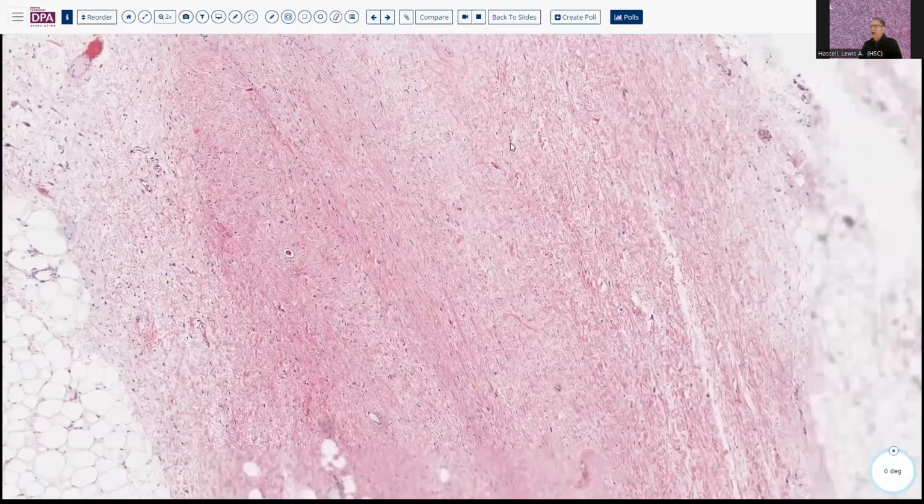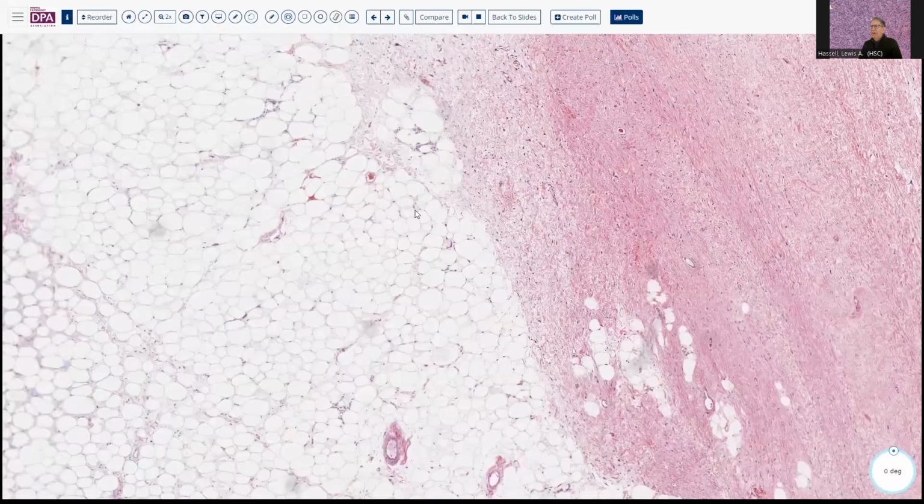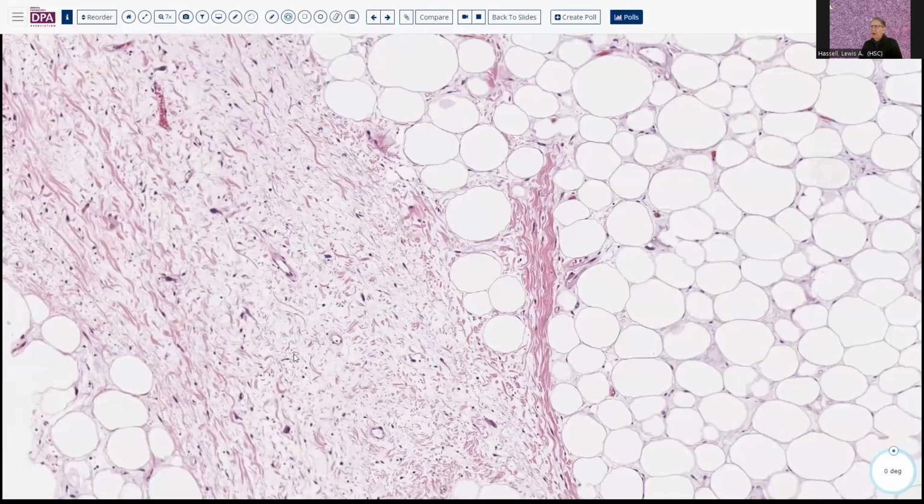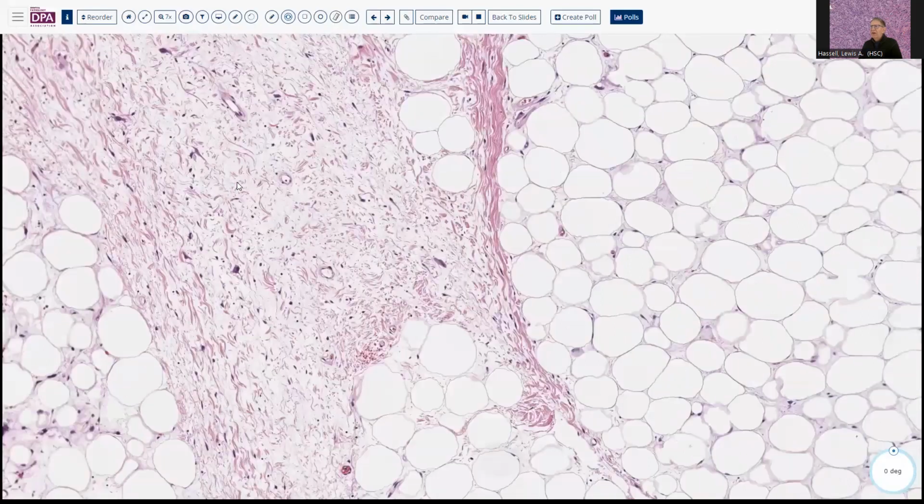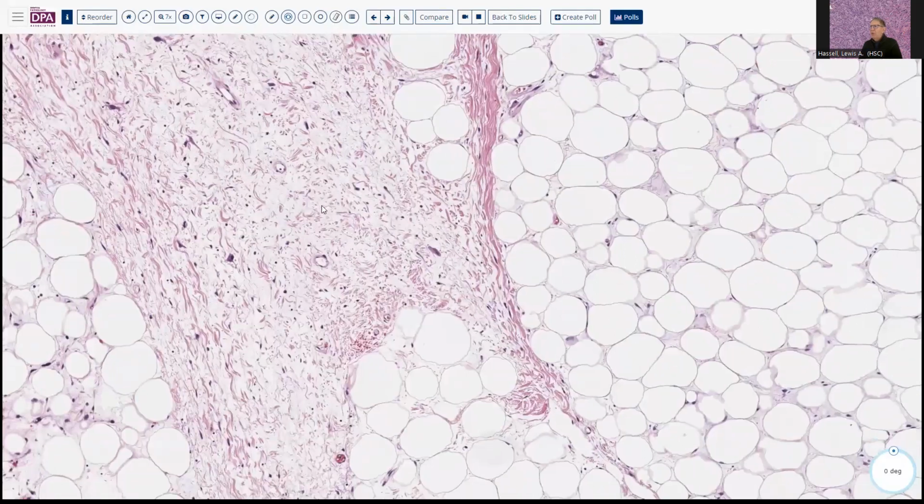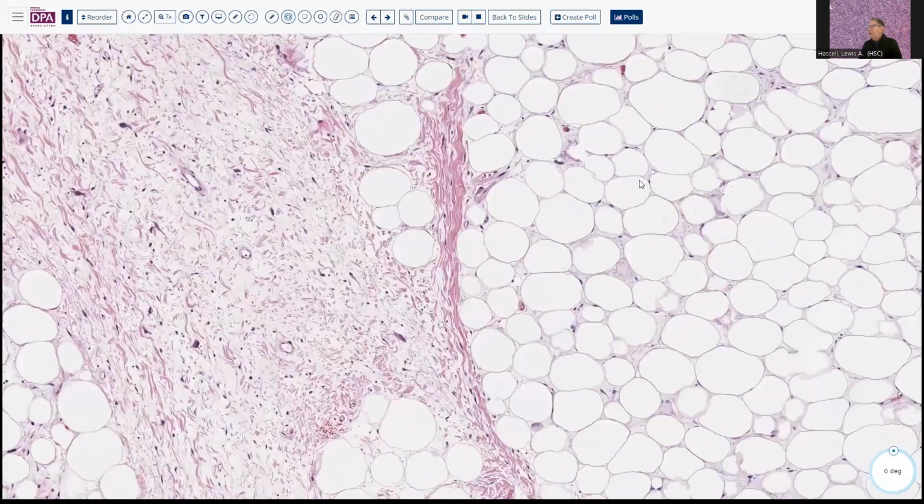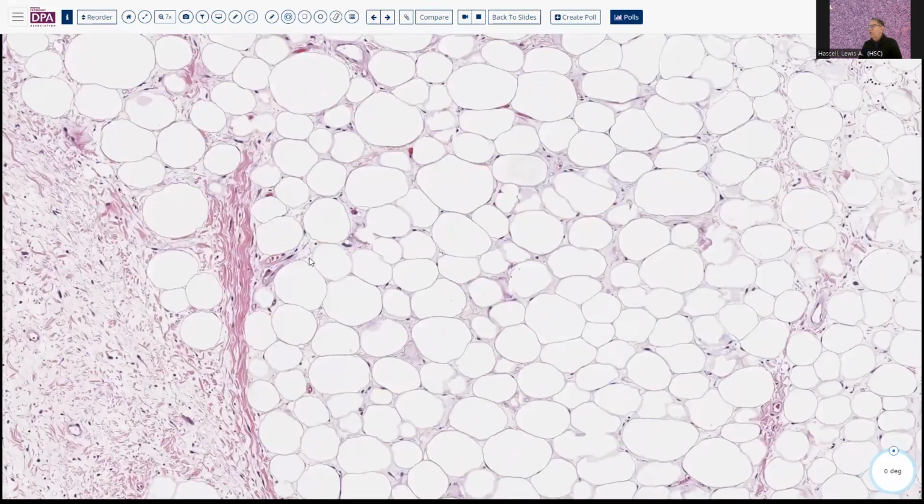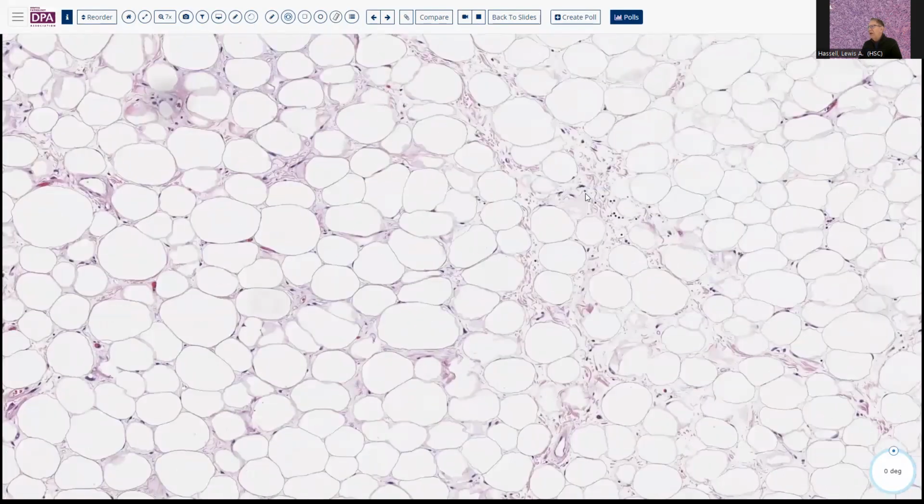Now, if you weren't convinced there, you'd want to look a little further. And so you come over here, and you'll see this is where I took the photo for the lead slide from. We see more atypia in this area over here. Now, occasionally you can find these atypical cells scattered in between the fatty cells, and there might be a couple of them here.